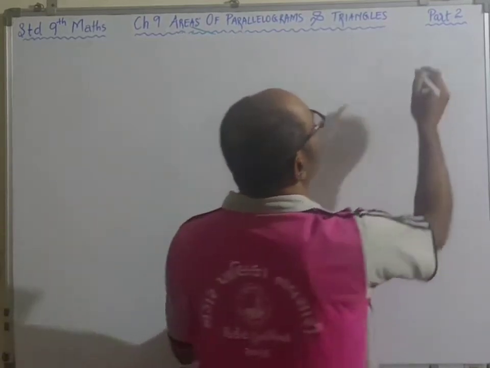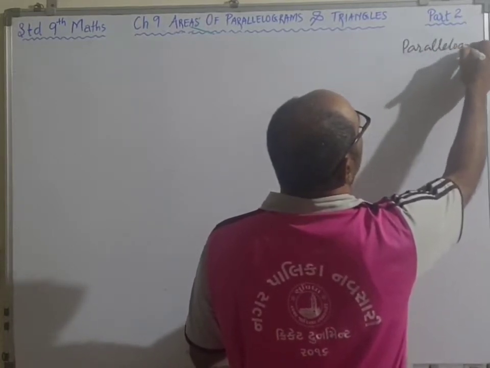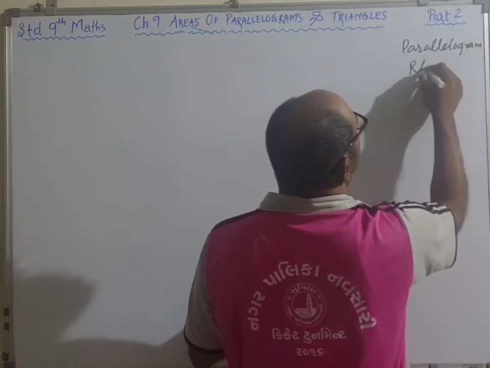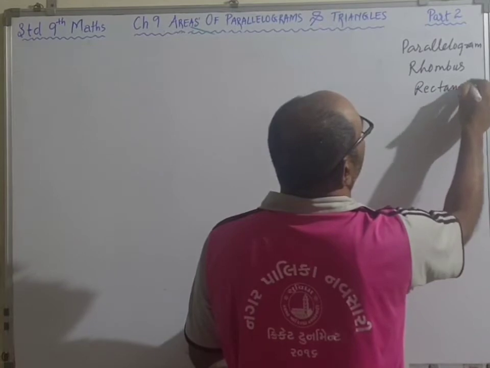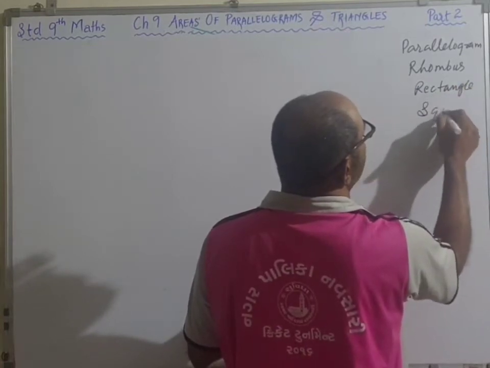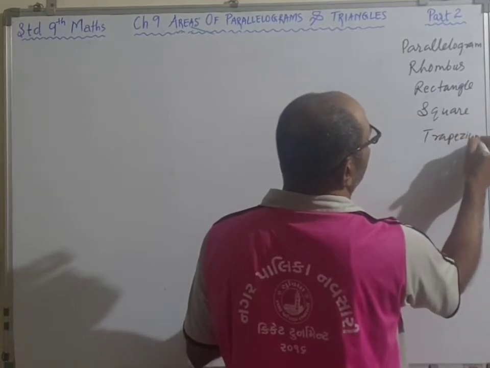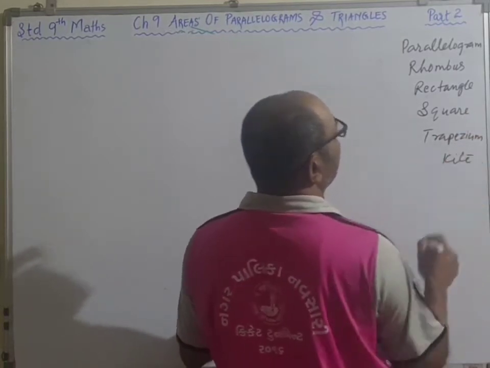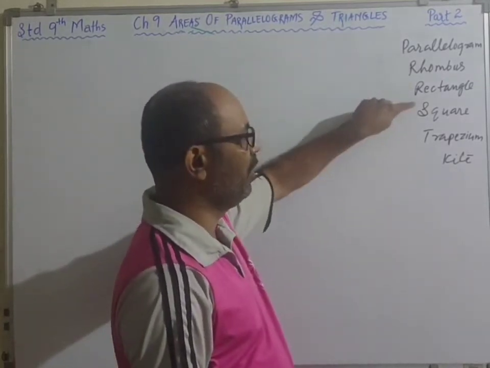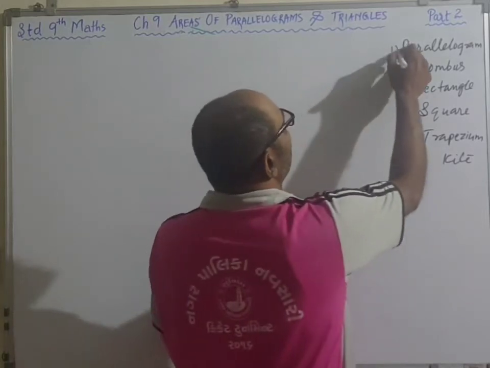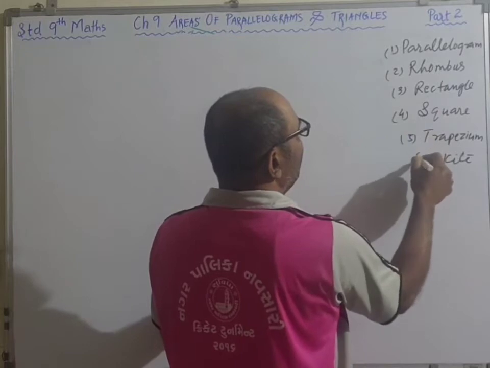Children, after parallelogram, we learned rhombus. After rhombus, we learned about rectangle. After rectangle, square, and after square, trapezium, correct? And after trapezium, kite. All right? Types of convex quadrilateral: 1, 2, 3, 4, 5, and 6. 6 types of convex quadrilateral we had seen. Do you remember, children?